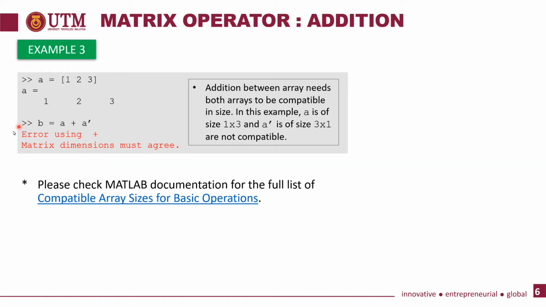From this statement, it is clear that if you want to do an addition in matrix operator in MATLAB, you need two matrices with the same size, except for a scalar. A scalar is again a single number, a 1 by 1 matrix. So a 1 by 1 matrix can be added to any size of matrix. All right.